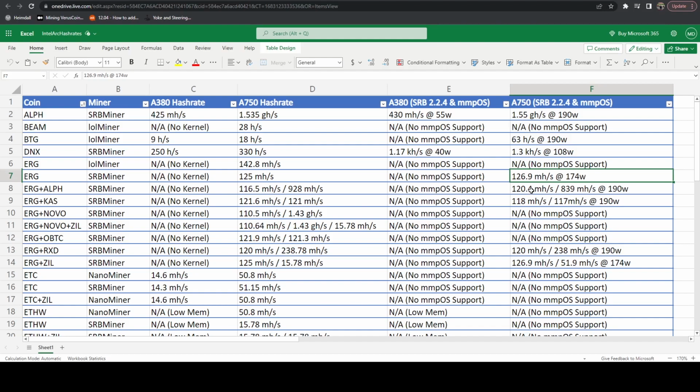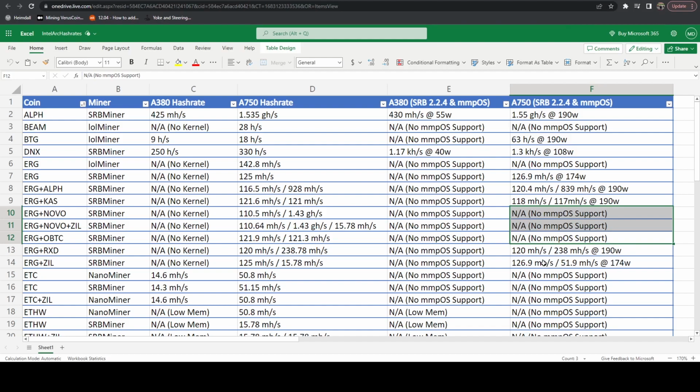Ergo plus ELF was around 120 mega hash on Ergo and 839 mega hash on ELF, at 190 watts of full power consumption. Caspa was 118 mega hash on Ergo and 117 mega hash on Caspa at 190 watts. We were not able to do Nova or Optical Bitcoin because there was not support for those within mmpOS. Ergo plus Radiant, we were able to do 120 mega hash on Ergo, 238 mega hash per second on Radiant at 190 watts.